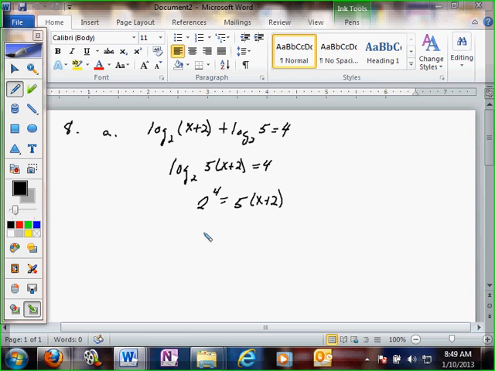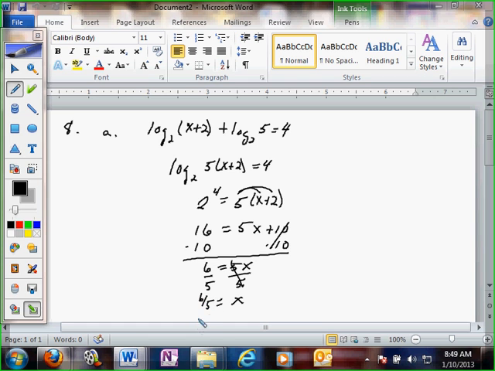So 2 to the 4th, we've got 2 times 2 is 4, times 2 is 8, times 2 is 16. So this is 16 is equal to, distribute the 5, 5x plus 10. Subtract 10 from each side. 6 is equal to 5x. Divide by 5, and we have that x is equal to 6/5. Is my answer.